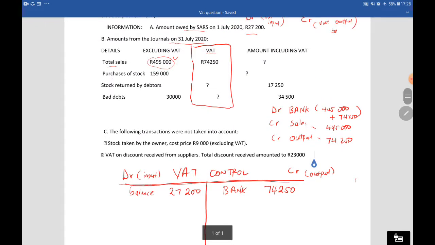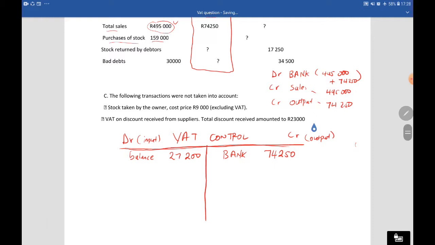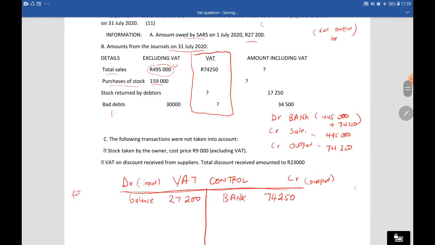For example, let's do the purchases one. For the purchases, we are only given the amount excluding VAT, right? We are the business, we purchase stock from our suppliers, so we must calculate the VAT. You're going to say 159,000 multiplied by 15% all over 100, because we're looking for the VAT. It's purchases, guys, which means it's us who are paying the VAT. So 15% of 159,000 is 23,850.